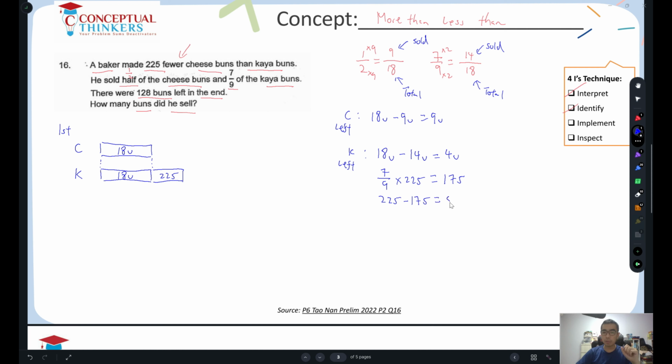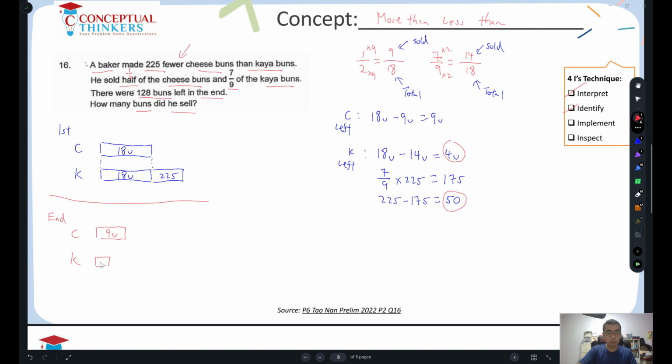So I'm going to get 50. So I'm going to have 50 left and 4 units left. Okay, so let's draw the after model, which is the ending model. If you look at the cheese and the kaya, now we are able to draw them. For cheese, I'm going to be left with 9 units. Now for kaya, I'm going to be left with 4 units and 50.